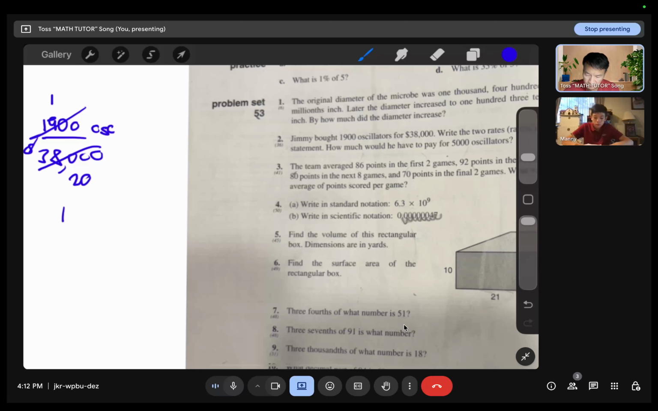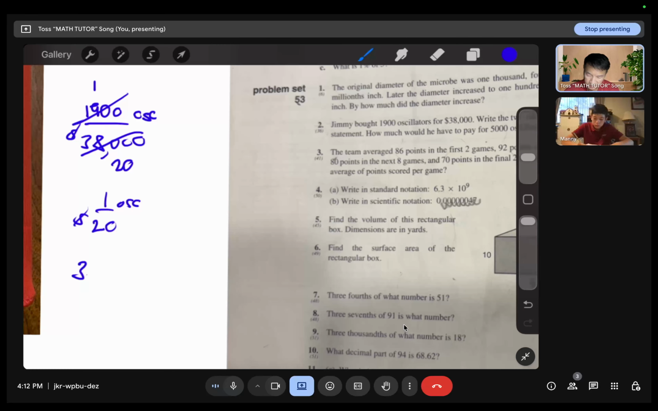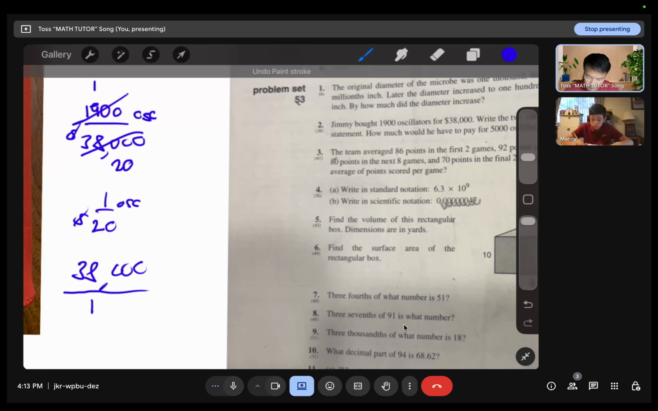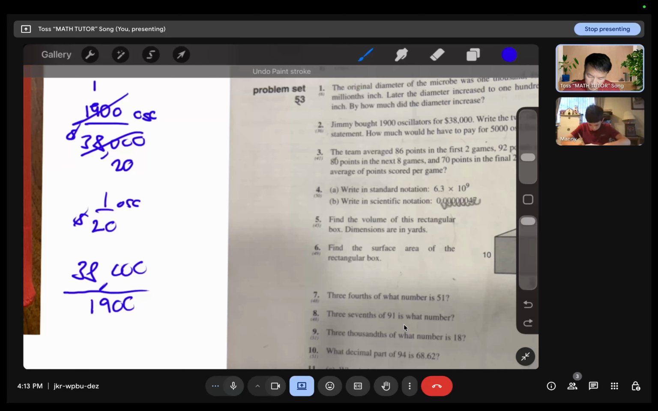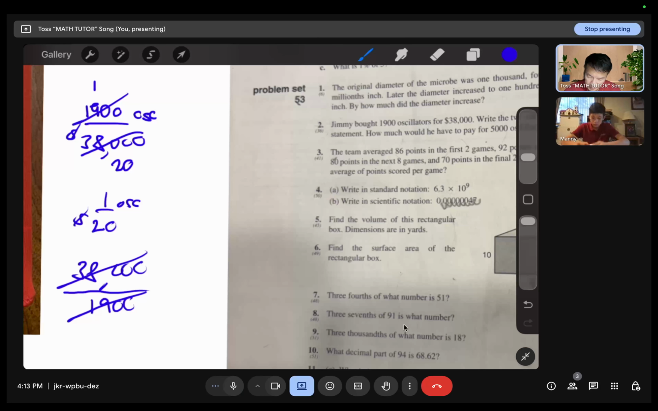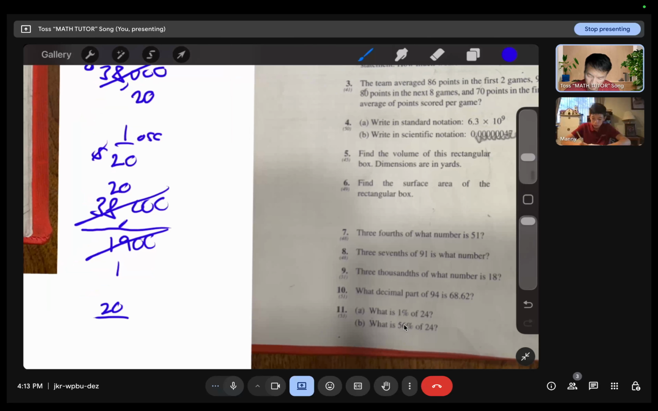So that means 1 oscillator over $20. And then the other one is the other way around, right? You can copy this down. I put a comma in this case because you got too many digits going on, right? 1,900 here, you don't have to put a comma now if you don't want. This can go into 38,000 20 times, itself one time. Therefore, you're left with $20 over one oscillator.